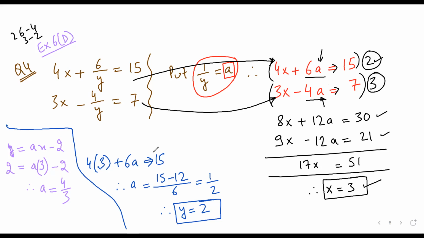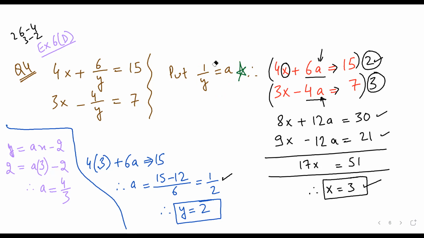So I put the value of a in this equation. This is where I put the value of x. x is equal to 3. I solve for a. This is what I get. But what I need to remember is that I need the value of y. And that is why I go back to this equation. I solve for y, and the value of y that I get is 2. Mr. Rudra, any doubt? No, sir.